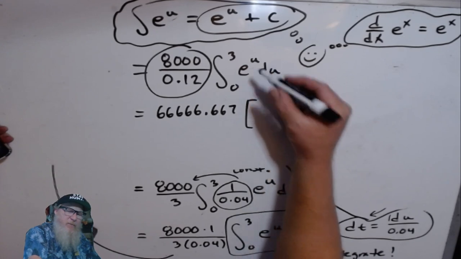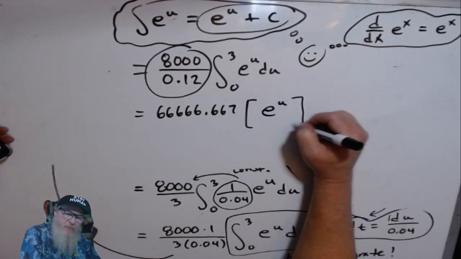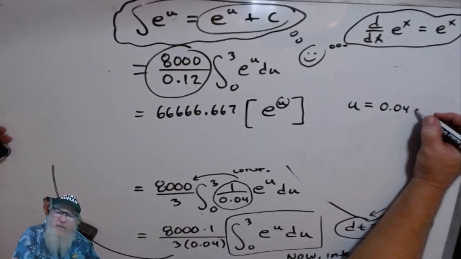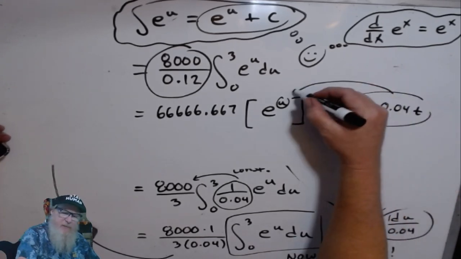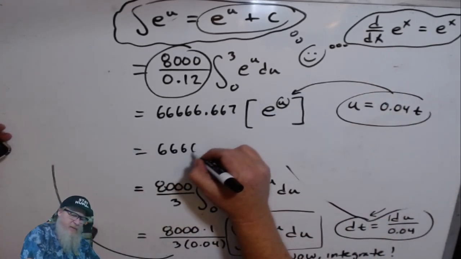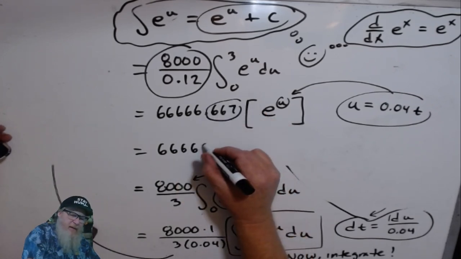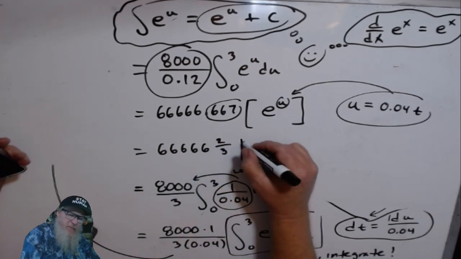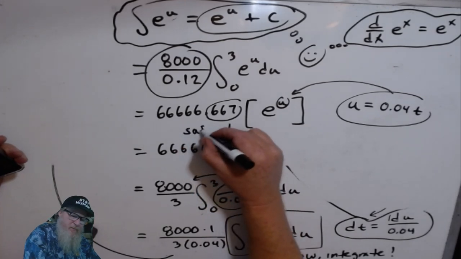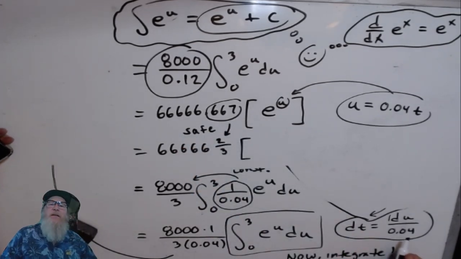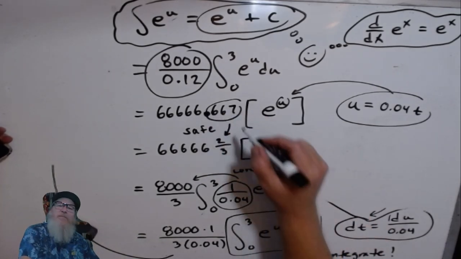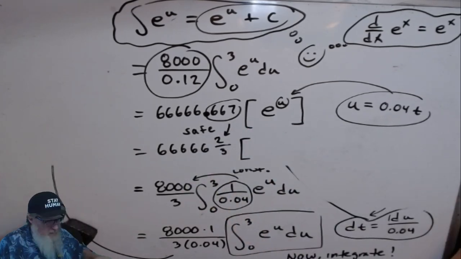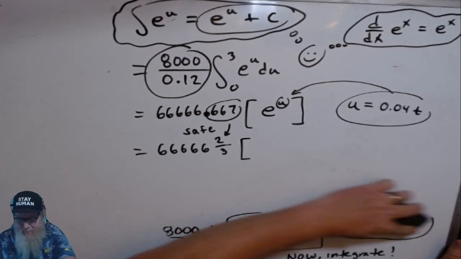All right, so now the antiderivative of e to the u is just e to the u. But then remember, u was 0.04 t. So I got 66666. If I'm really concerned about this, I can write it as 2/3 if I really want to be safe. I don't think it's going to matter. But I'm always worried about losing a decimal and then my answer being slightly off. And I've got a long history, even just in this class, three months, of making tiny little mistakes that I end up regretting.